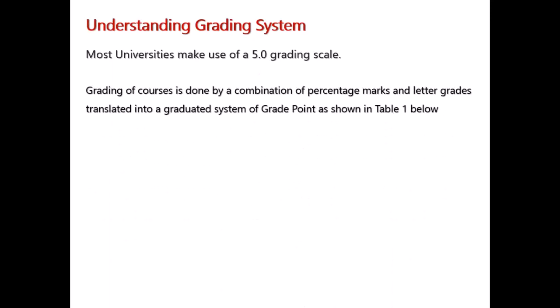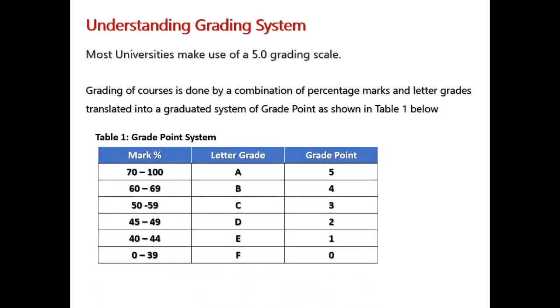So let's look at understanding the grading system. Most universities, especially in Africa or even around the world, and most especially Nigeria, make use of a 5.0 grading scale. Grading is done by a combination of percentage marks and letter grades, translated into a graduated system of grade point, as you will see in the table below.